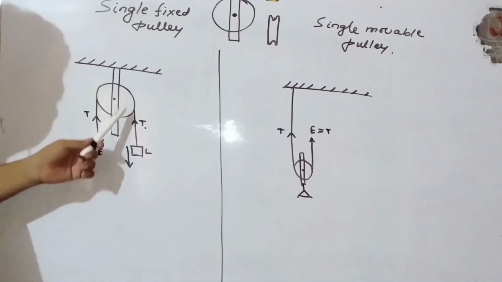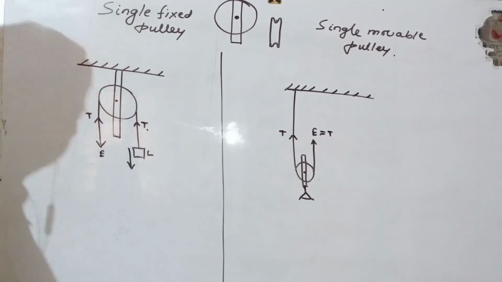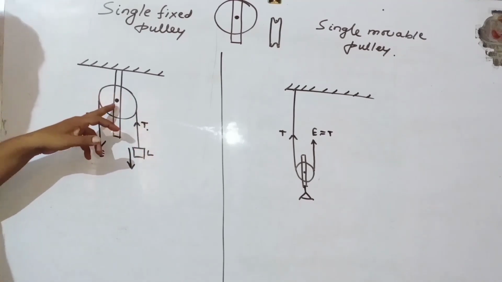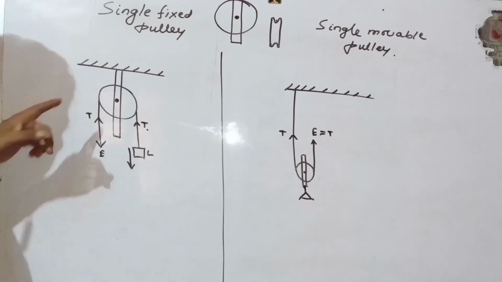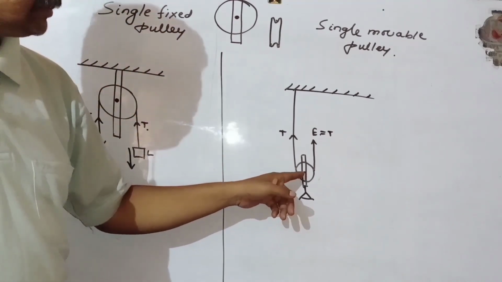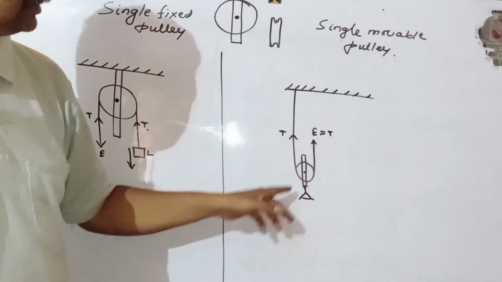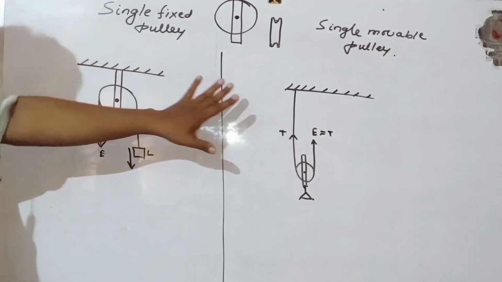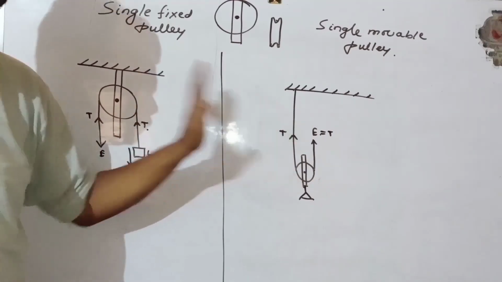What is the basic difference between a single fixed pulley and a single movable pulley? If the axis of rotation or axle of the pulley remains fixed and does not move up and down along with the load, then we call it a fixed pulley. And when the axle of the pulley moves up and down along with the load, then we call it a movable pulley. So let us discuss them together so that we can understand the difference between them.